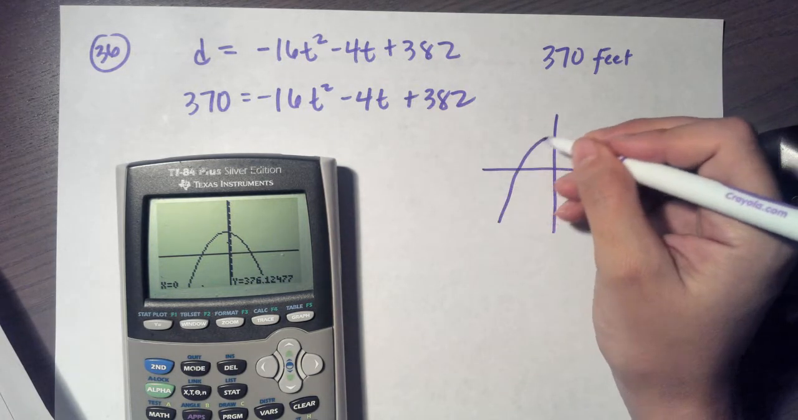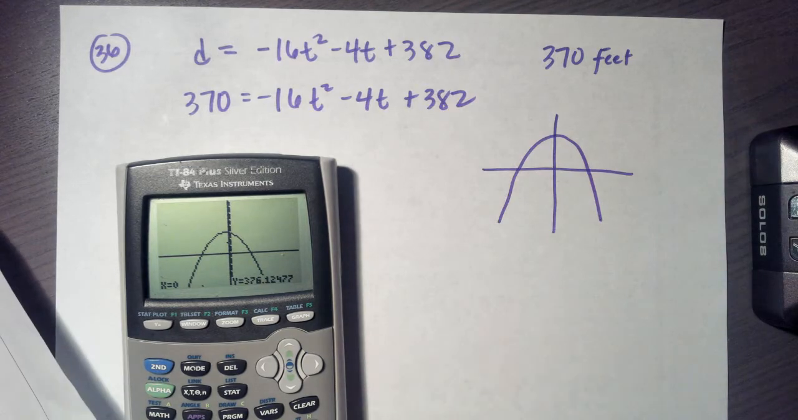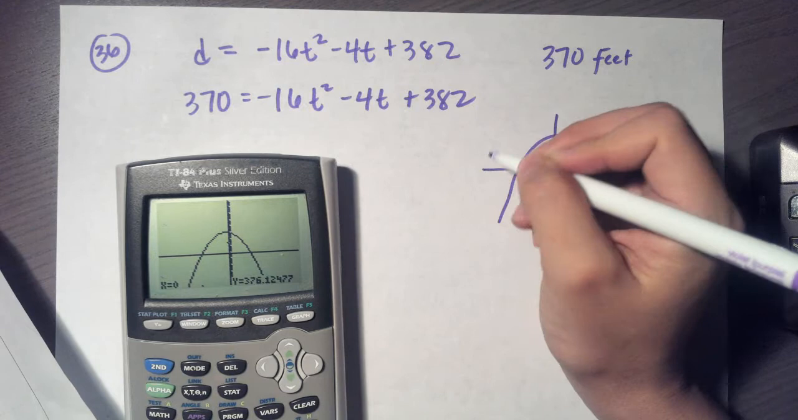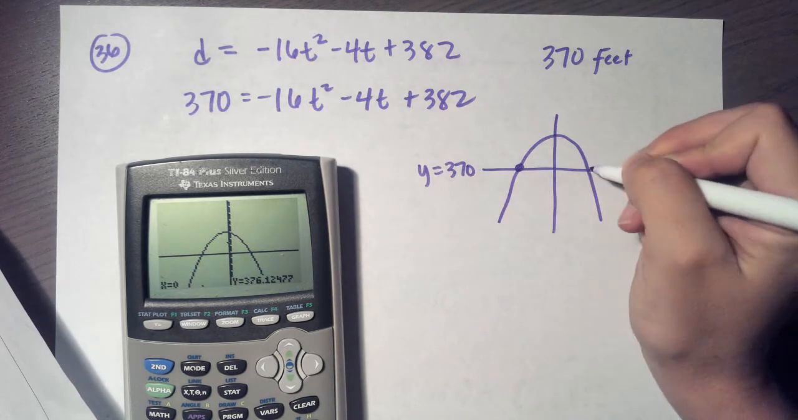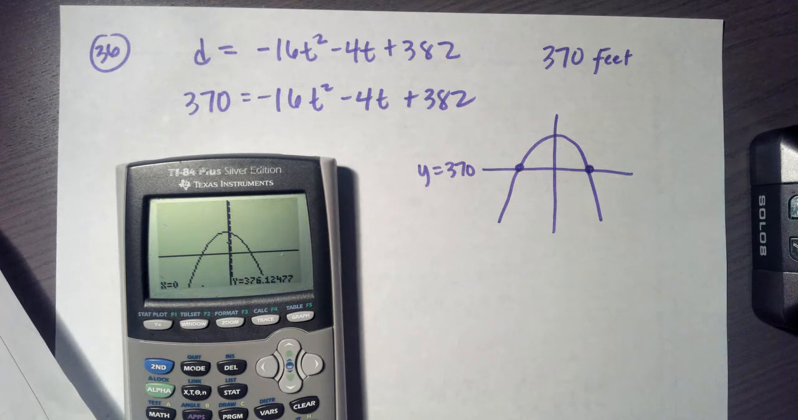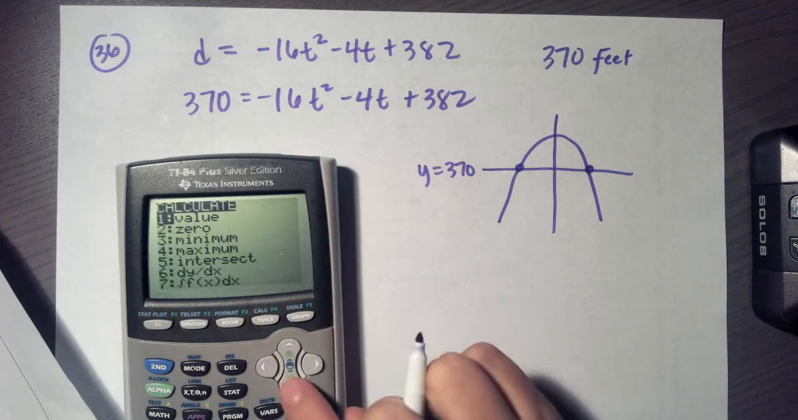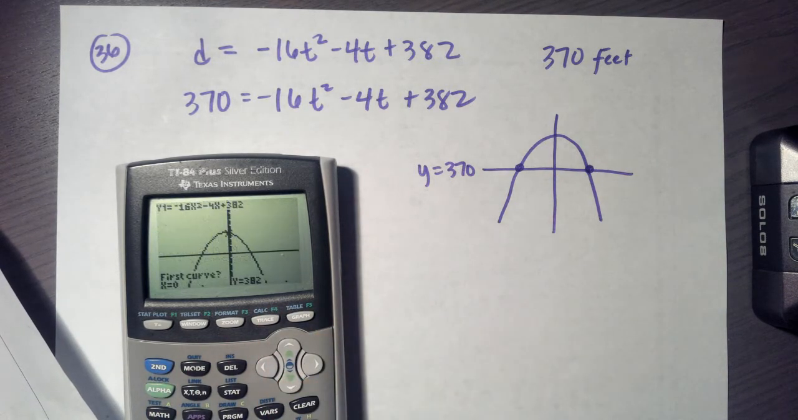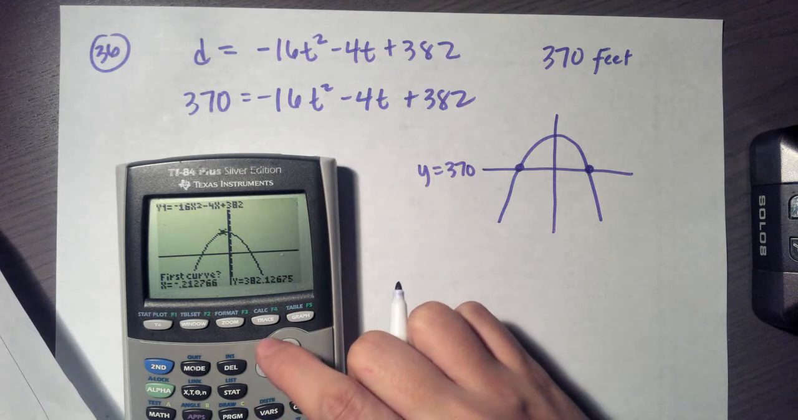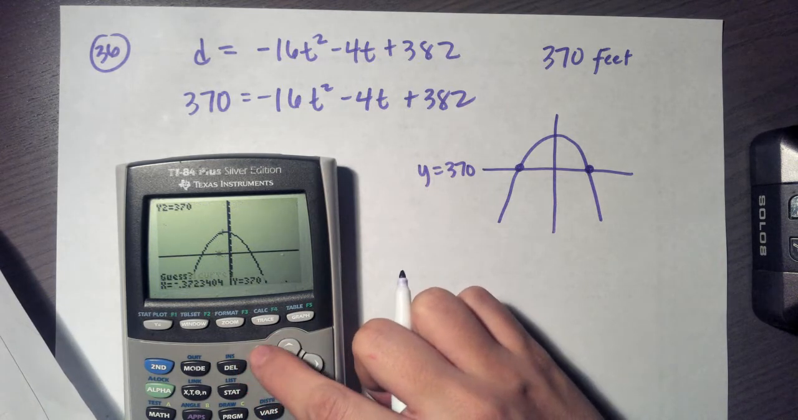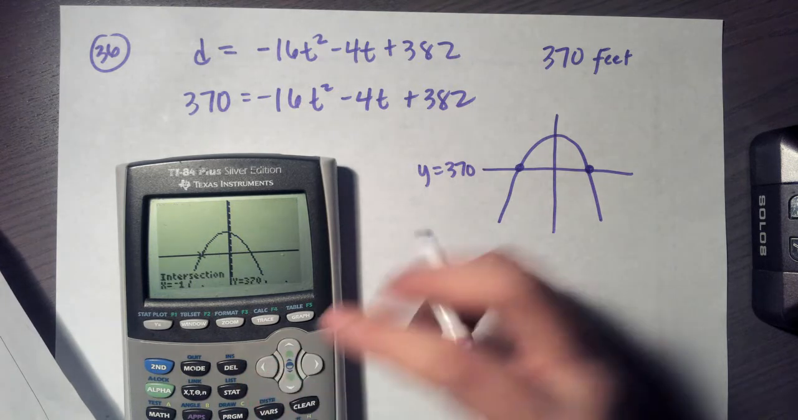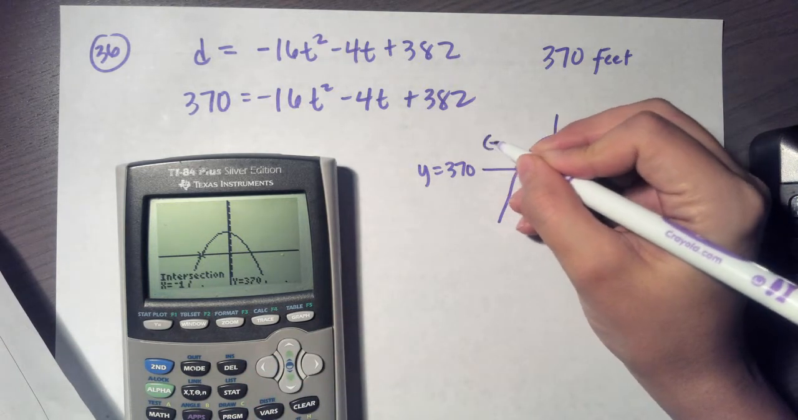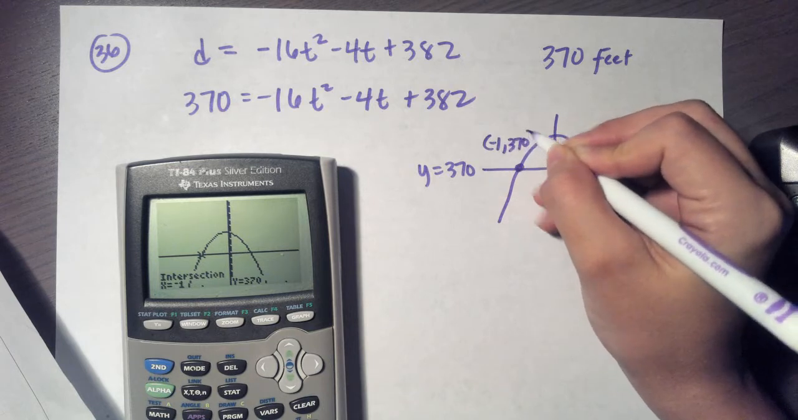So we're here. Now I want to figure out, so this line right here is y equals 370. Let me go ahead and figure out these intersection points. So I'm going to do second trace, intersect. First curve is my parabola, enter. Second curve is the line, enter. And then I'm going to guess over here. So that's negative 1, 370.